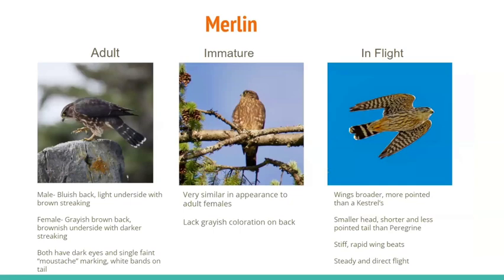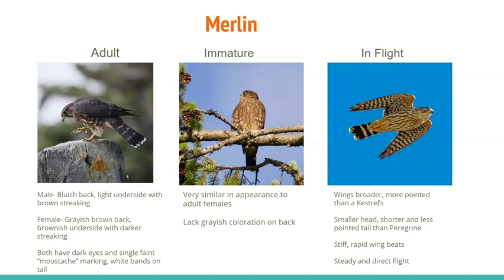So for the merlin, the adult male has a bluish back with a lighter underside and very dense dark brown streaking. Females lack that blue coloration. Their back is more of a slate gray, and they have this brown wash to their underside instead of the clean white, and they also have dark streaking.